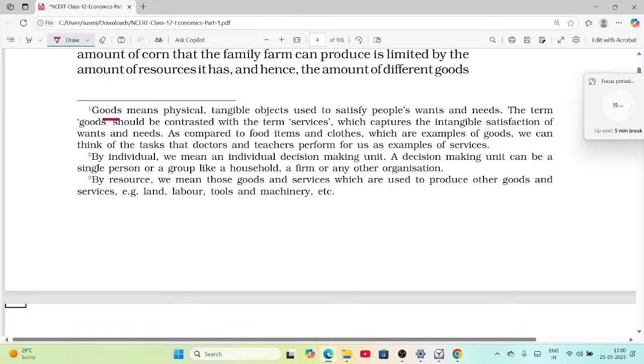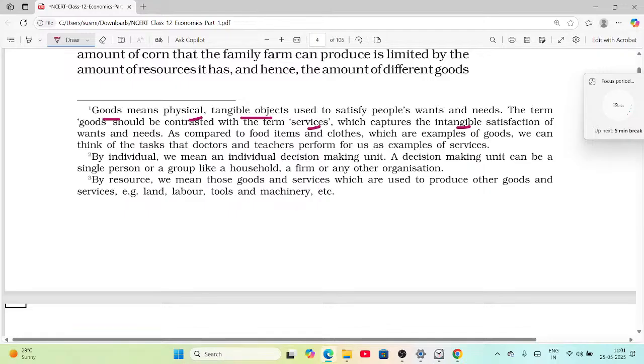What are goods? Goods are physical, tangible objects used to satisfy people's wants and needs. The term contrasts with services, which are intangible satisfaction of wants and needs. As compared to food items and clothes, which are examples of goods, we can think of the tasks that doctors and teachers perform for us as examples of services.